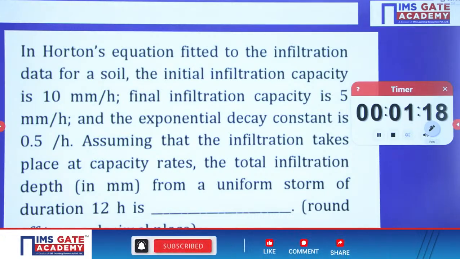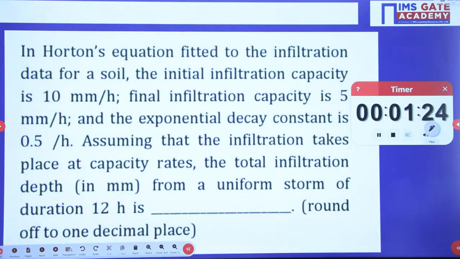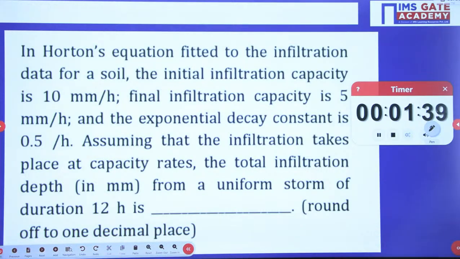See, try to understand the given data, what is given over there. In a Horton's equation fitted into the infiltration data for a soil, the initial infiltration capacity is 10 mm per hour, final infiltration capacity is 5 mm per hour, exponential decay is 0.5 per hour. Assume the infiltration takes place at capacity rates. The total infiltration depth from a uniform storm of 12-hour duration is.